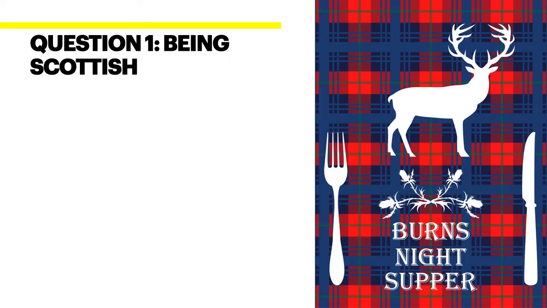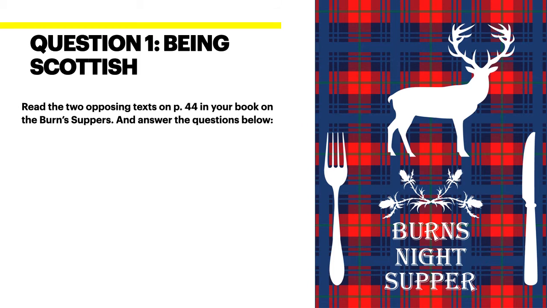We're going to start with the first question. This question you're going to prepare, and of course you're going to bring it to your class discussion. It is based on the Burns Night Supper. You're going to open up your books to page 44, and read two opposing opinions on the Burns Supper. Burns Supper is, of course, a very stereotypical Scottish evening, supposedly, where you sit back and enjoy many different aspects of Scottishness.